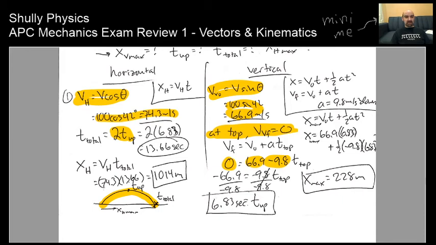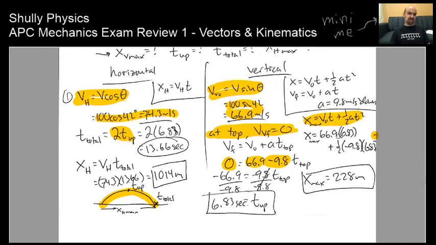And finally, the last thing we can figure out is the maximum height. So maximum height deals with the time up. So we can use x equals v0t plus 1/2 at squared right over here. Plug in the initial vertical velocity, the time up, the 1/2, a is negative 9.8, and this is a time squared. Okay, there should be a squared in there. It's probably off my copy. But solve for that maximum height.